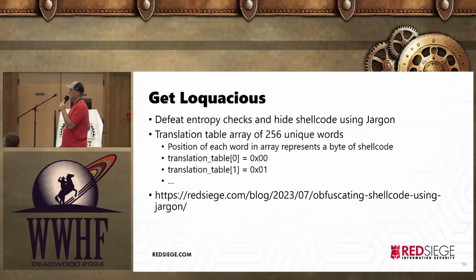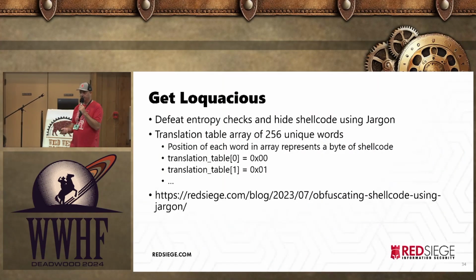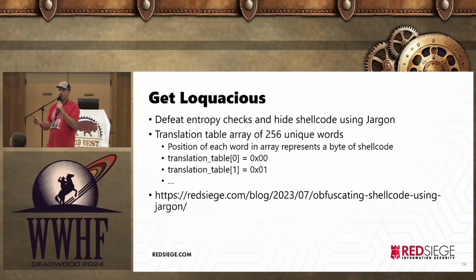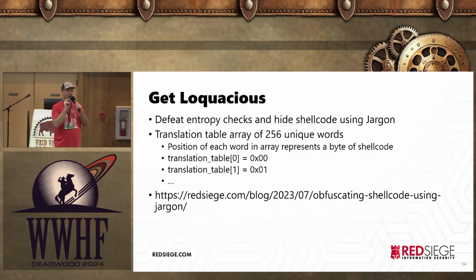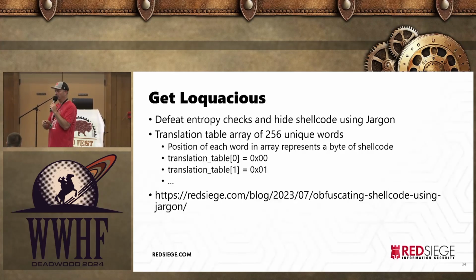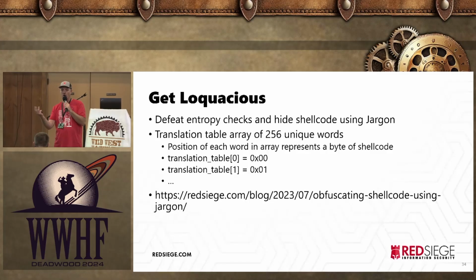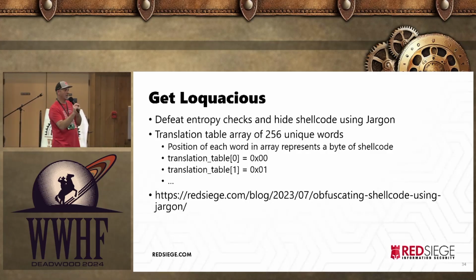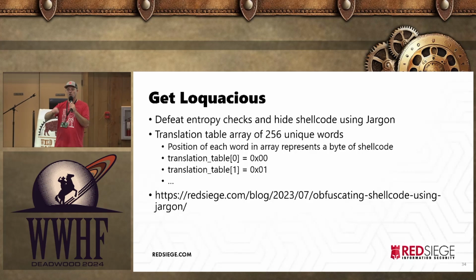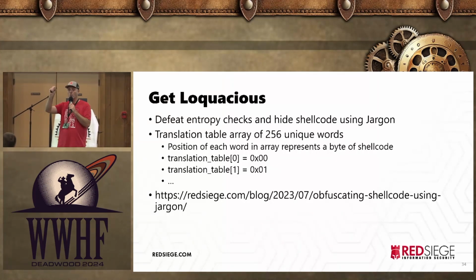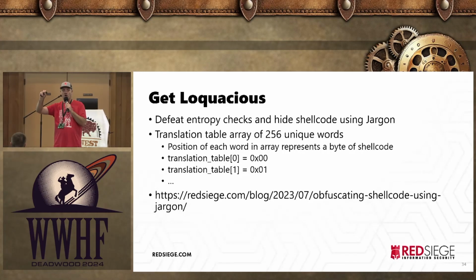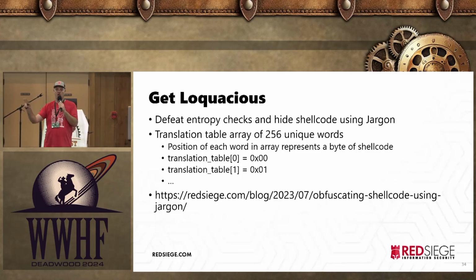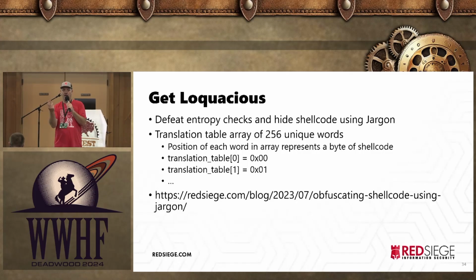So I came up with this idea of a tool called Jargon, and I gave a talk on this yesterday. You can find the video on it, and the slides are available if you want. But the idea behind Jargon is you have a shellcode loader and 256 unique words. It needs to be 256 unique words because each word represents a byte of shellcode. So if you think of an array with 256 words, whatever word is in the first position of the array represents 0x00, the second word represents 0x01, and the last word represents 0xFF. So now I have covered all possible shellcode values, and I have words that represent them.